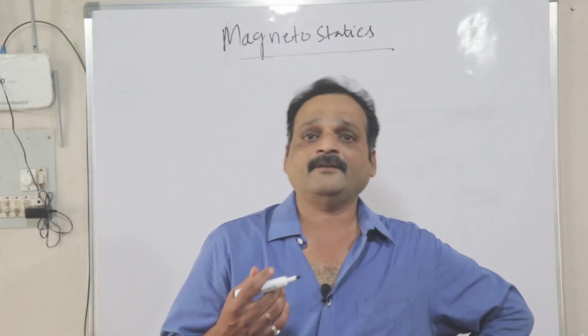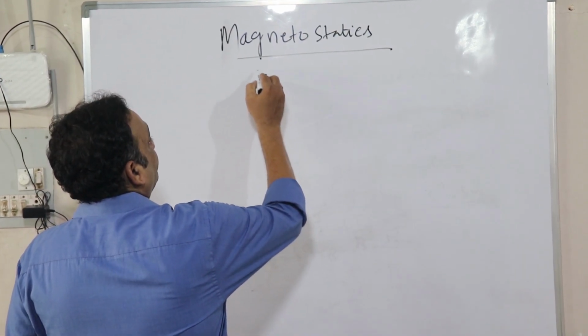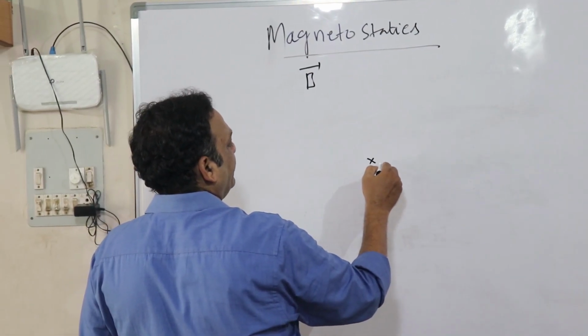Another way of defining B also. How do we define B bar? I'll take some point P.